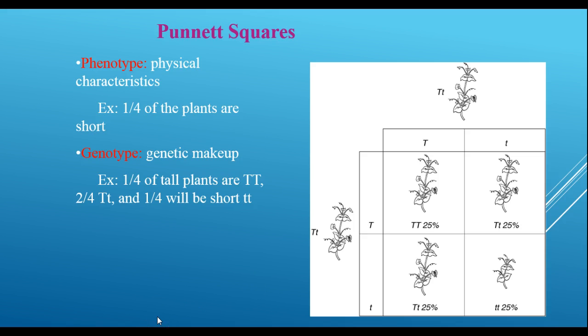So these are just two bits of data that we could collect by filling out a Punnett square. It's just showing us the likelihood of an outcome, or a probability of an outcome that could happen based on a set of parents that are crossed.